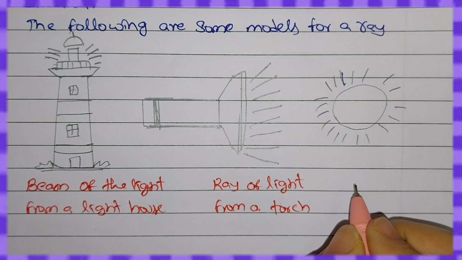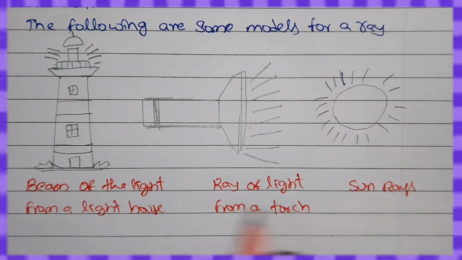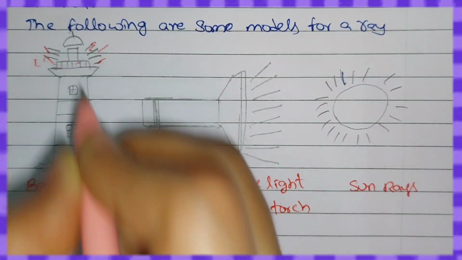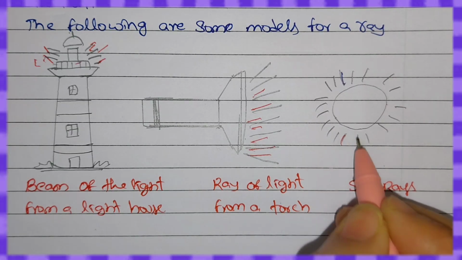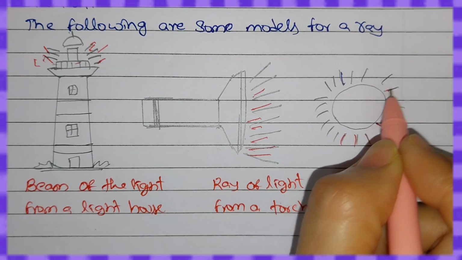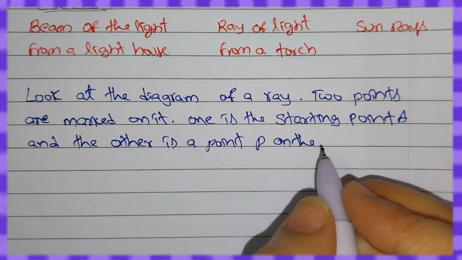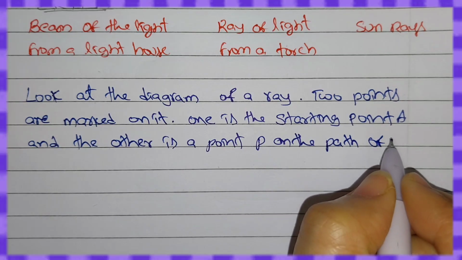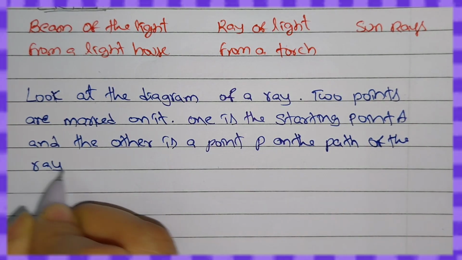There are three models. The first one is a beam of light from a lighthouse. A ray of light from a lighthouse is a narrow beam of light that travels in a straight line. Next one, a ray of light from a torch. A ray of light from a torch is a beam of light that shines in a specific direction. Next one, sun rays. A ray of light from the sun is a stream of light that travels in a straight path from the sun to the earth.